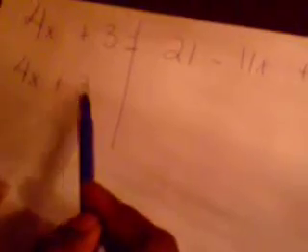4x plus 3 equals 21 minus 11x plus 12. Let's draw a line down the middle and simplify what we can. Looking on this side of the equal sign, I've got 4x plus 3. You want to combine something? No, of course not. Let's just bring that down. Can't add 4x and 3 together. They're not like terms. This 4x has an x. This 3 has nothing.